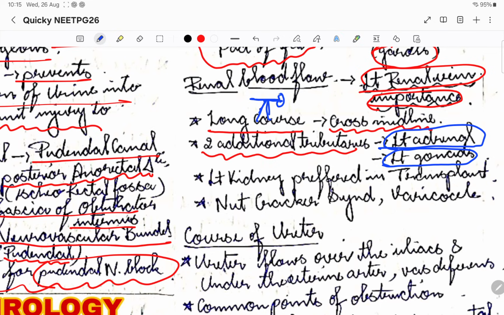One is coming from the adrenal gland, and the other from the gonads. So that is why there are two tributaries being formed, and that is why the risk of varicocele is very high on the left side. Left side varicocele is most common as compared to the right side. This is the reason. And as it is a long vein with a long neurovascular bundle, in renal transplant the left kidney from the donor is preferably chosen because of this.